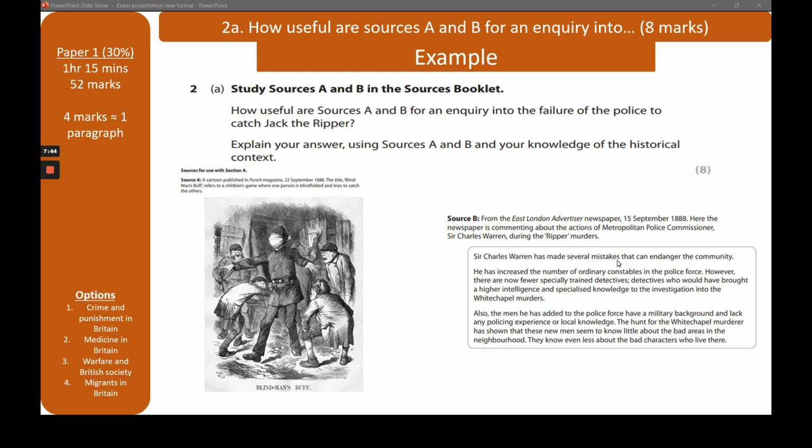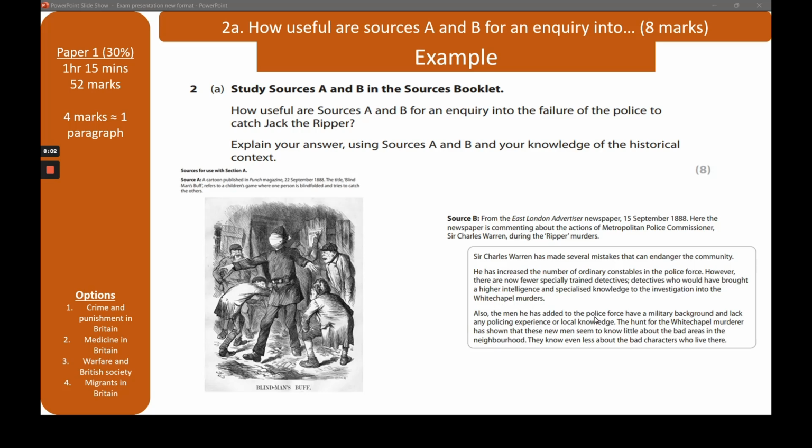Sir Charles Warren has made several mistakes that can endanger the community. He has increased the number of ordinary constables in the police force. However, there are now fewer specially trained detectives who would have brought a higher intelligence and specialised knowledge to the investigation into the Whitechapel murders.